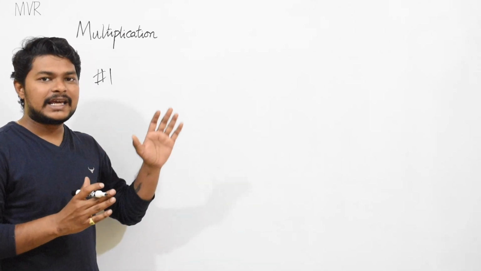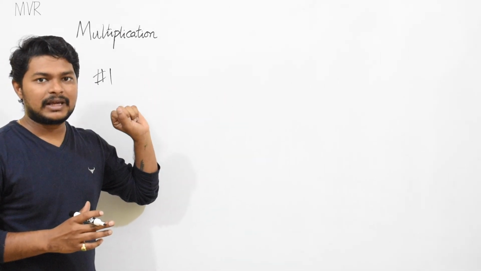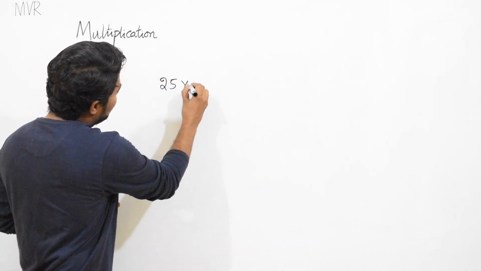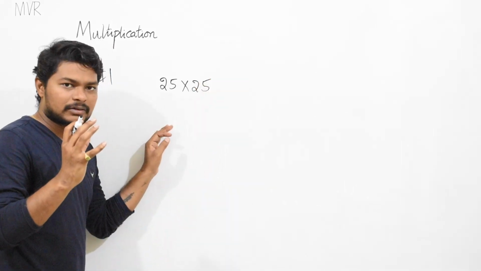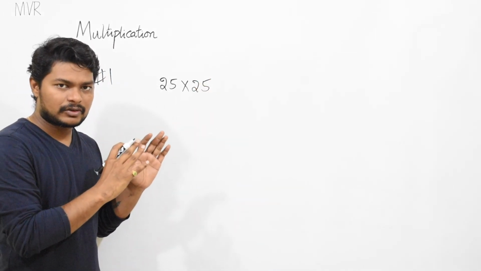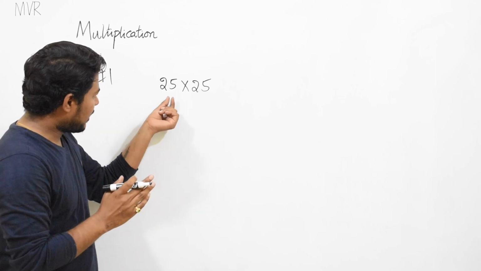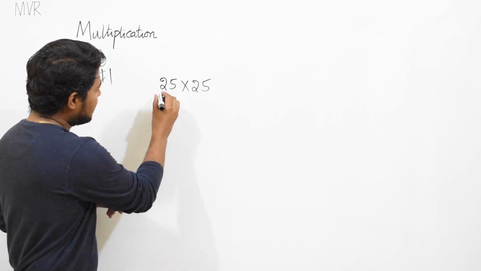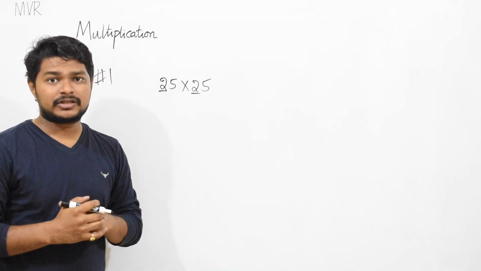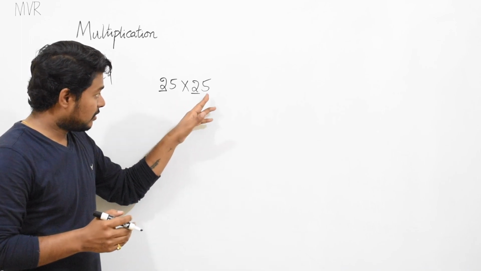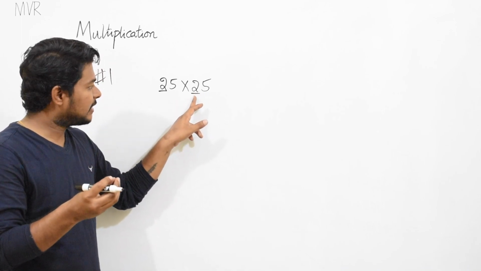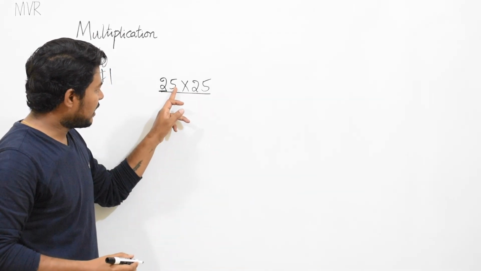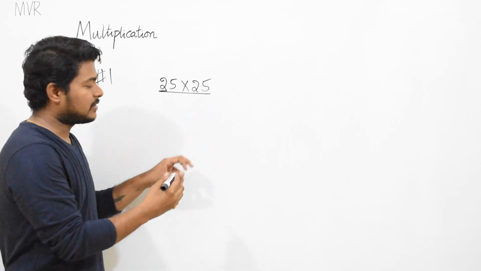Actually, if there are any two numbers which are multiplying in this fashion, which means in this category, that is 25 into 25. If you observe the pattern, first we always need to observe the pattern. Here 5 is in the ones place, that is, in the units place 5 is there. In the tens place there is the same digit, the same value. So the multiplication is 5 into 5.